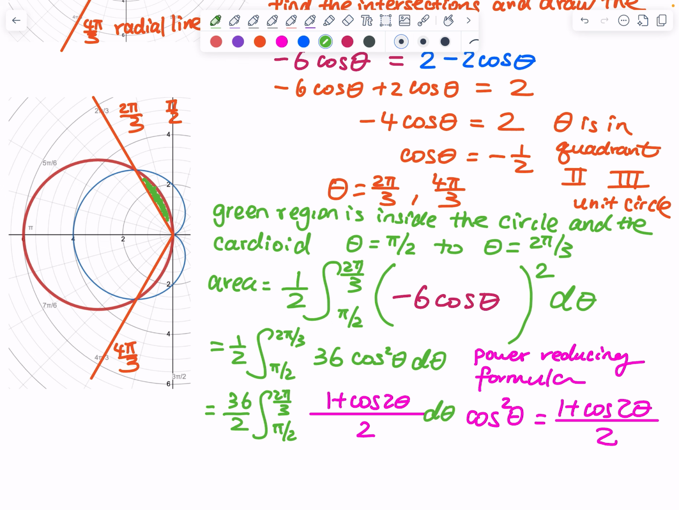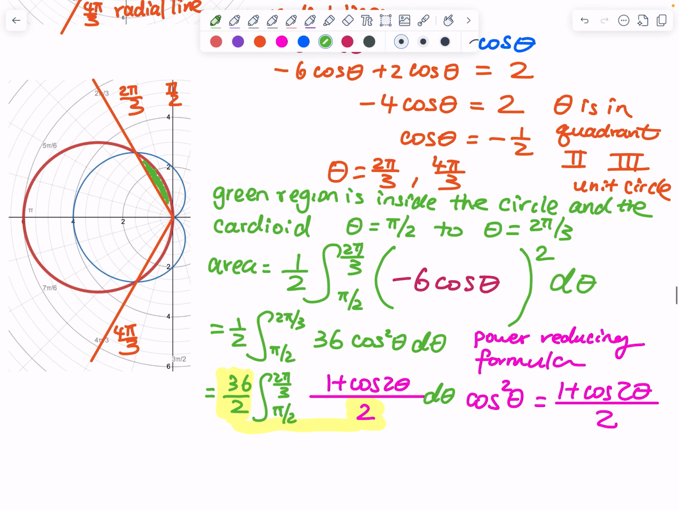Now we have 36 divided by what? Divided by 4, right? So this one, the 36, let's use a highlighter. These are the 36, the 2, and these 2. That is 36 divided by 4, which equals 9. So I have 9 times the integral from pi over 2 to 2 pi over 3 of 1 plus cosine 2 theta d theta.